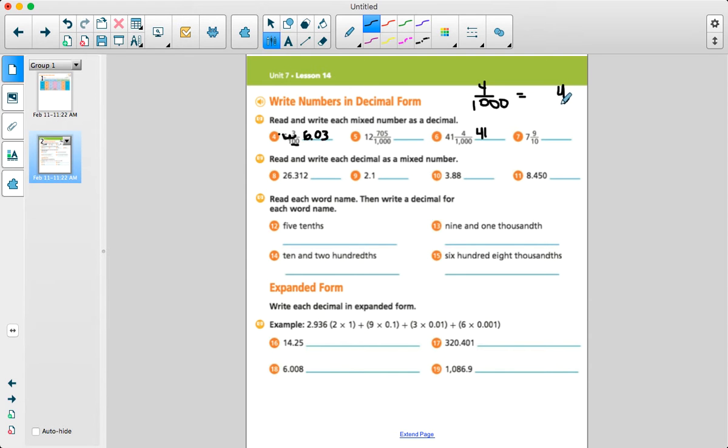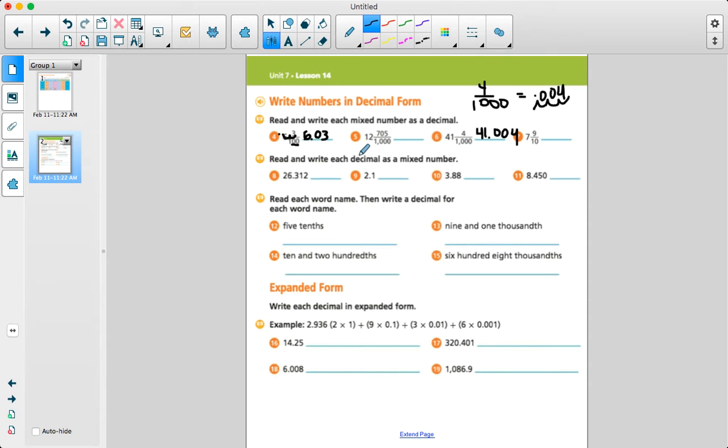I start behind and I go 1, 2, 3, 3 spots. I said 4, but it was 1, 2, 3 spots, right? And I put my decimal. So my decimal would look like that. So I have my 41 still there, and then I'm going to have to add 2 zeros and a 4. And again, I say this as 41 4/1000ths. All right. So that's how you convert from a mixed number to a decimal.